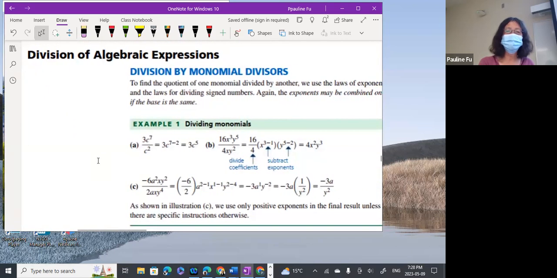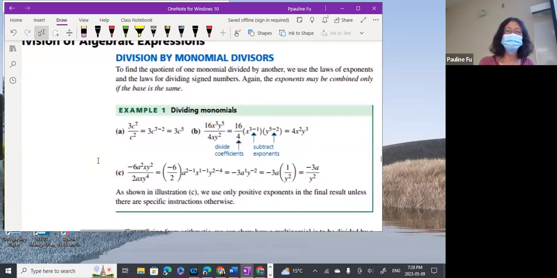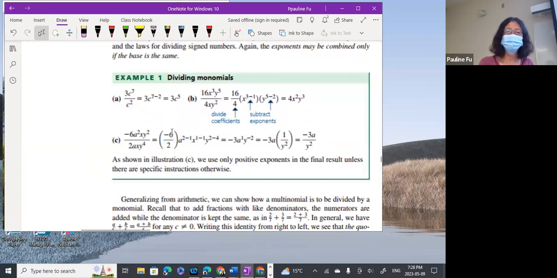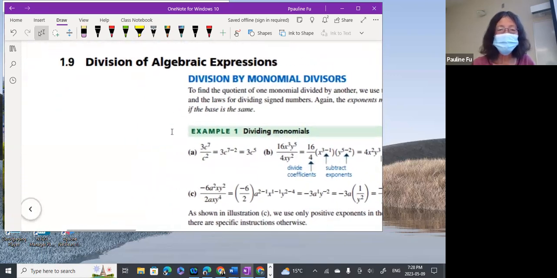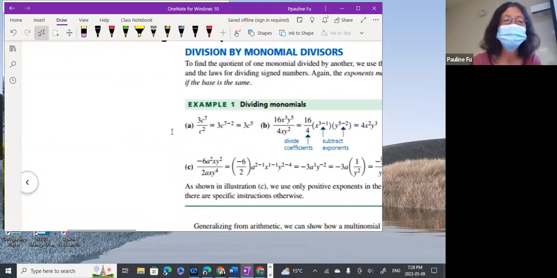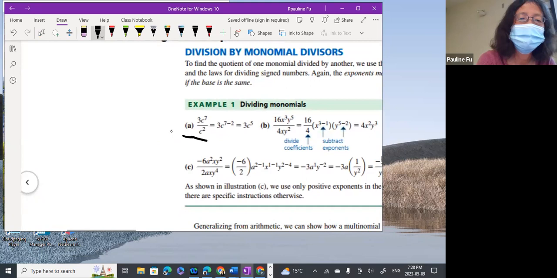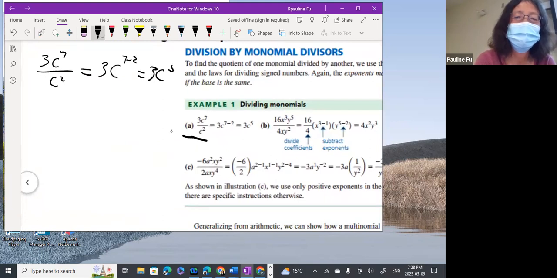Division of algebraic expressions. Division by monomial. So let's do question by question. Questions A, B, C. Okay. So I'll copy question A here. Question A: 3c to the power 7 over c squared. So it is just use the rule, 3c to the 7 minus 2, 3c to the 5.